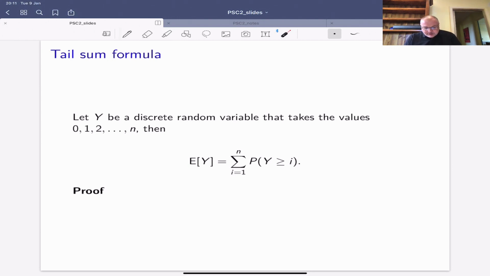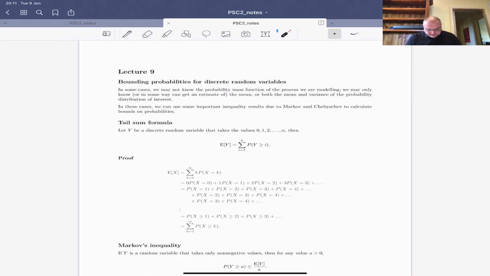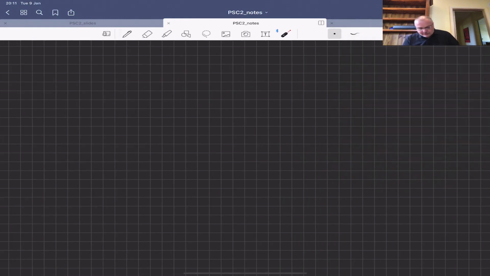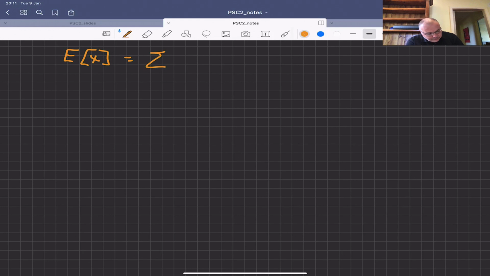We do have a proof here, but let me go through it slowly since we've got some time. So let's set this up and look at what we've got. We're looking at the expected value of X. By definition, that is the sum over k, where we know the values are 0 up to n, of k times the probability that X equals k.